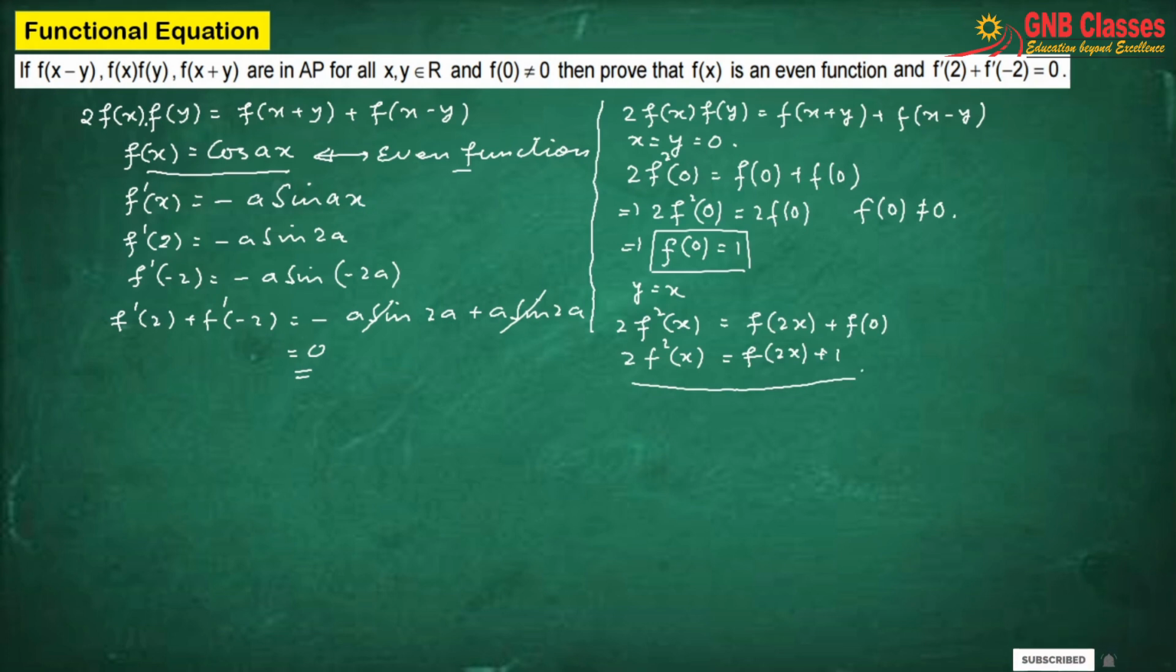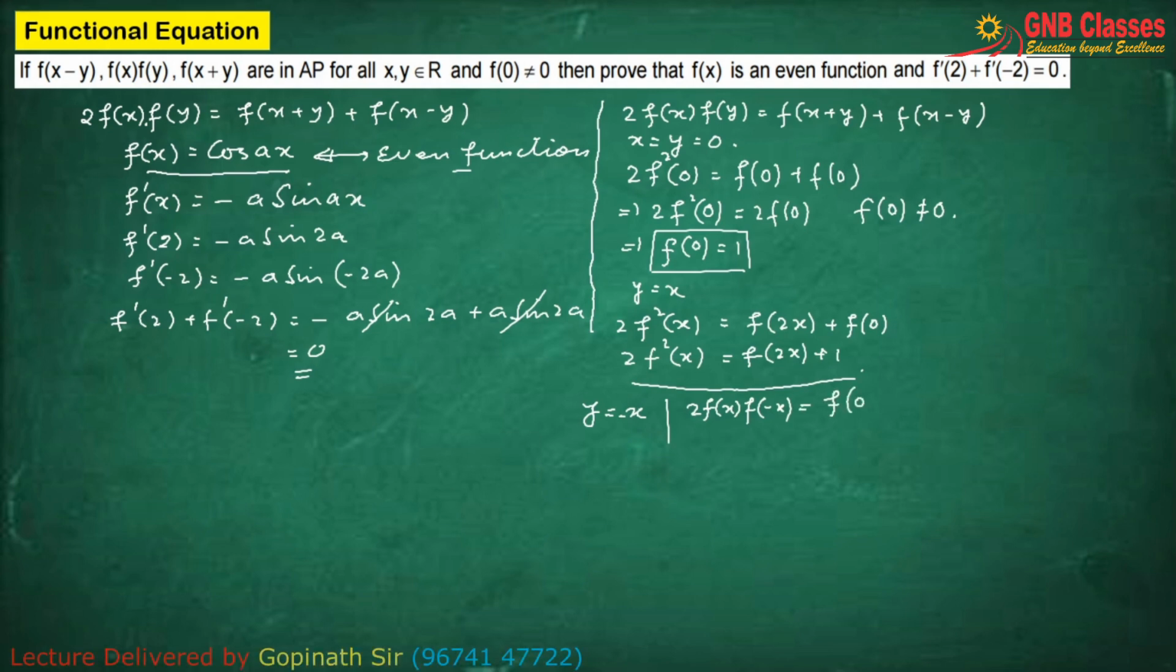Okay. Now, in the functional equation, since we have to show that fx is an even function, what I am doing here is putting y as minus x. So we are getting what? 2fx into f of minus x equals to f of 0 plus f of 2x. So 2fx into f of minus x equals to f0, which is basically 1. So 1 plus f of 2x, correct?